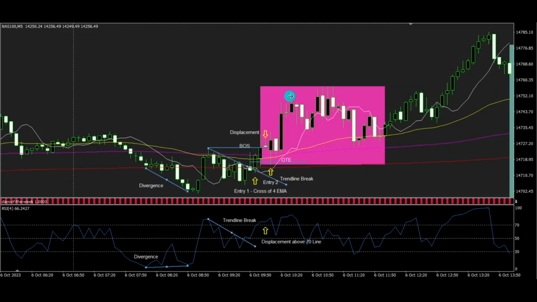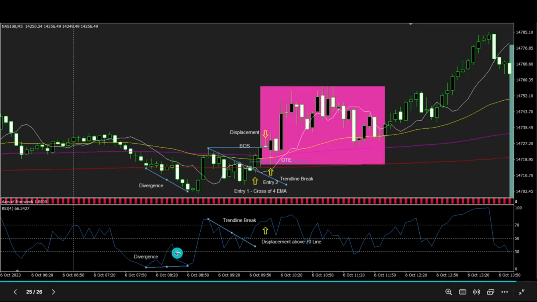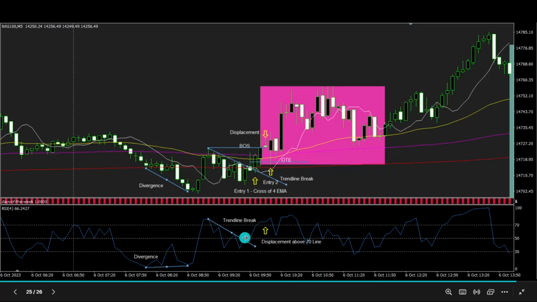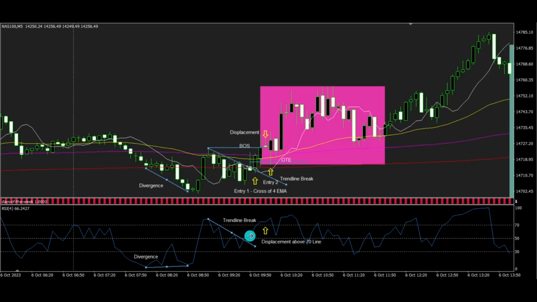Here's one final example. There's divergence. You have a break of structure, and then you have a trend line break as well. Price is close to the 50 line where the trend line break happens. This is the displacement above the 70 line, which occurs here. This could have been an entry. However, you did not have the displacement. And this is the true displacement.